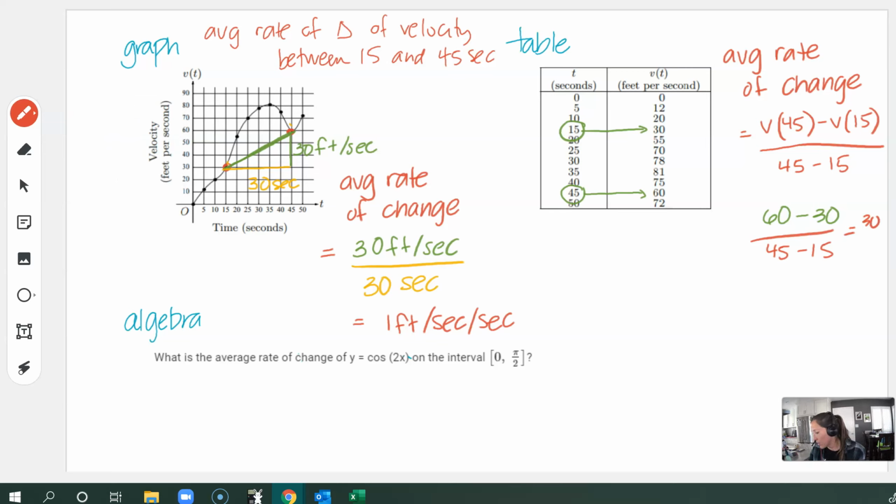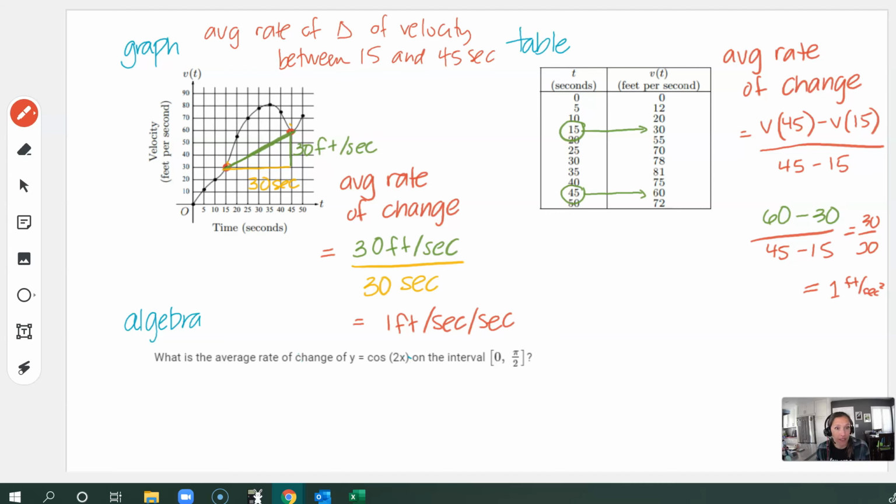Still going to end up with 30 over 30, or a 1. And again, we have to think about these units, which I didn't put on there. This is going to be feet per second squared, or feet per second. So, already feeling good about this, hopefully. The really important thing was the average rate of change is basically slope between 2 points, and we can ignore everything that's happening in between those 2 points.